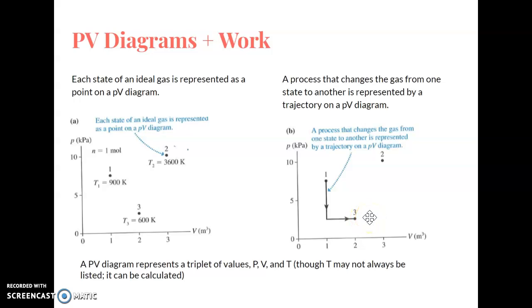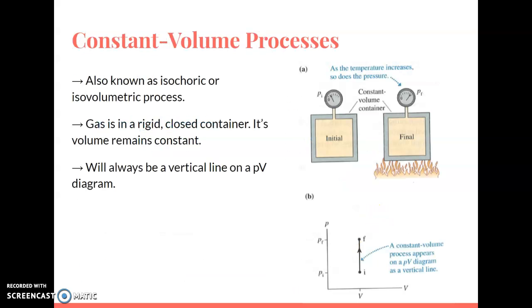Okay. But these arrows tell you the gas started at state 1 and then it transformed through this specific method of process. So the first type of process we'll talk about is one in which the volume is kept constant. Right? So this is also known as isochoric, or sometimes it's also called isovolumetric. Right? So iso meaning constant or the same.